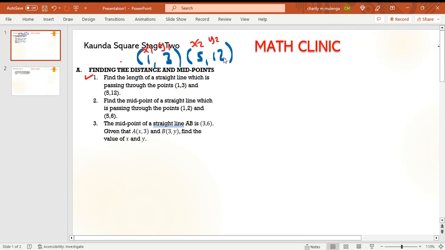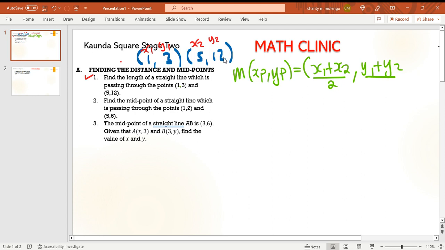Okay. So we have learned how to find the distance. Let's also learn how to find the midpoint. So for the midpoint, you're finding the average of the x and the average of the y. So to find the midpoint, it is x1 plus x2 divided by 2, y1 plus y2 divided by 2. Okay, don't forget this formula, very helpful.